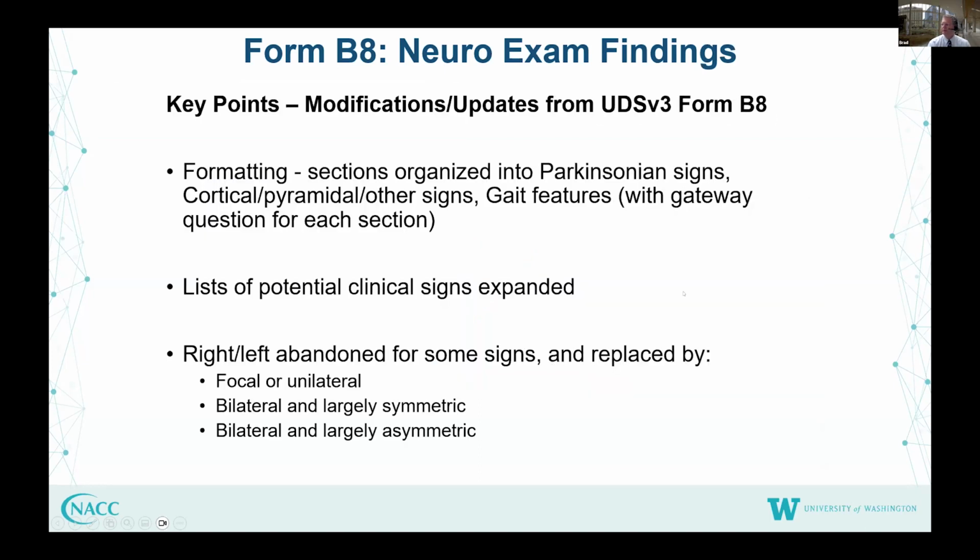So the key points with this form: the formatting is a little bit different. It's organized into a Parkinsonian section, a cortical, pyramidal, other signs section, and a gait features section, with gateway questions for each one. For some of the potential clinical signs, the responses are expanded, and the expansion has gone from right/left to, as shown here, focal, unilateral, bilateral, and symmetric versus asymmetric.